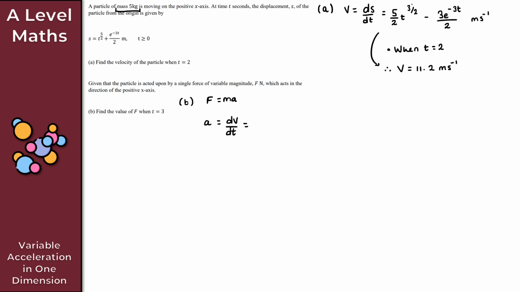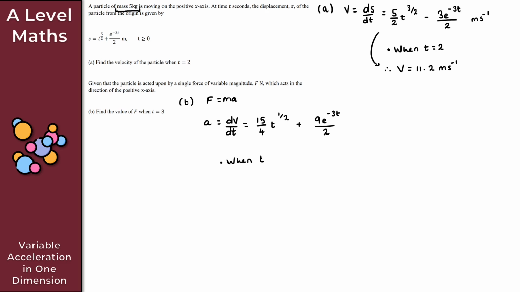So 5 over 2 times 3 over 2 gives us 15 over 4. So we get 15 over 4 t, and again, just reduce the power by 1, so we get 1 over 2 as our power. And now differentiating this term, hopefully nice and straightforward, we get plus 9e to the minus 3t all over 2. Now, we want to find the value of F when t equals 3. So to begin with, let's substitute t equals 3 into this result.